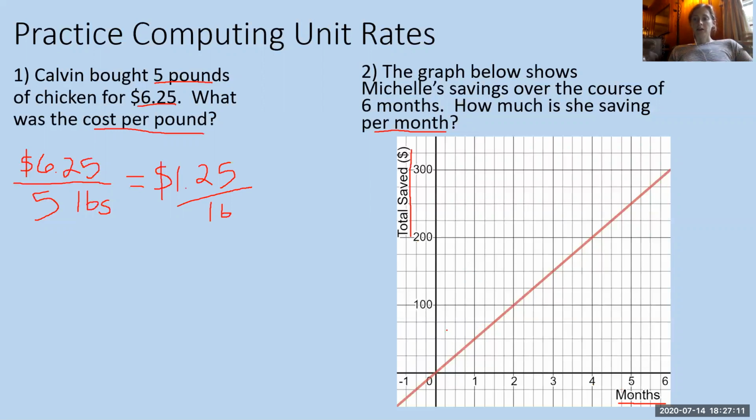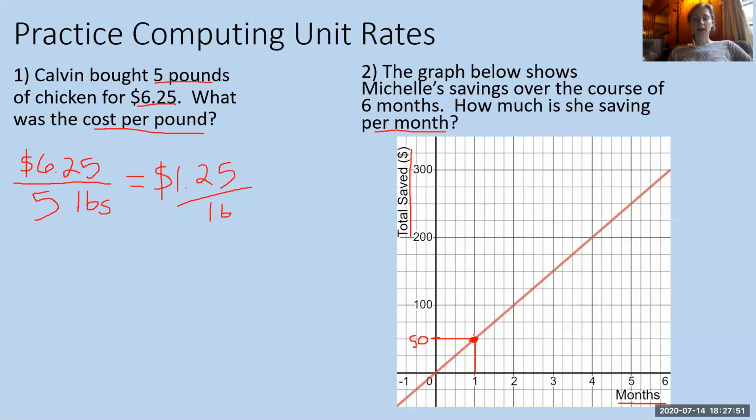So there's a couple of different ways we can figure this out. One way is just to look for how much has she saved after 1 month. Because if she's saving the same amount every month, then the amount she has after 1 month is going to be her monthly savings. It's going to be how much she's putting in every month. So if I go to 1 month on the x-axis, that's right here on our line. If I go over to the y-axis, right, that's the line that's halfway between 0 and 100, so that's going to be 50. So we can say that Michelle is saving $50 per month.